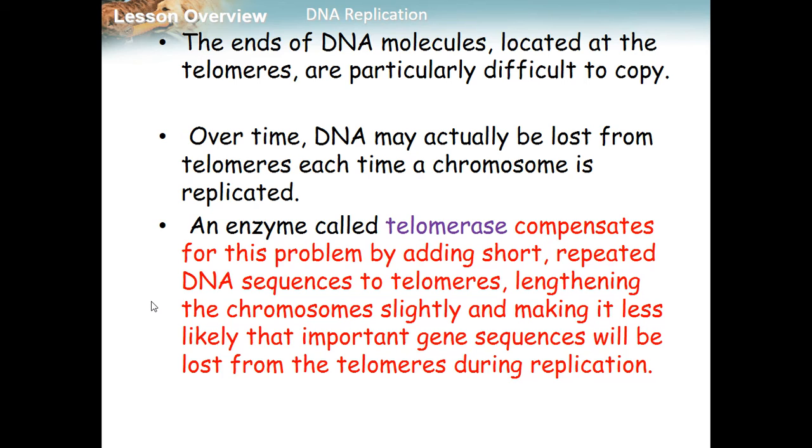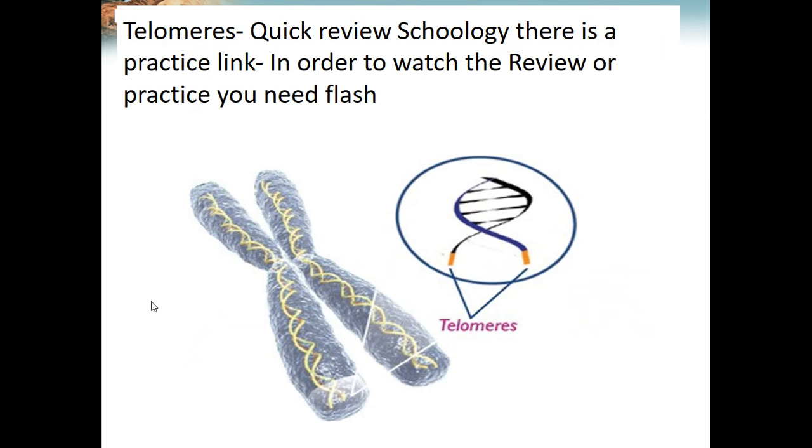An enzyme called telomerase compensates for this problem by adding a short little repeated DNA sequence to the telomeres, lengthening the chromosome slightly and making it less likely that an important gene sequence will be lost from the telomeres during replication. So if the ends of your chromosomes get shorter and shorter and there's no information there, vital information is no longer being reproduced, or there could be something your body is no longer doing if the cells are no longer giving it the instructions to do that.